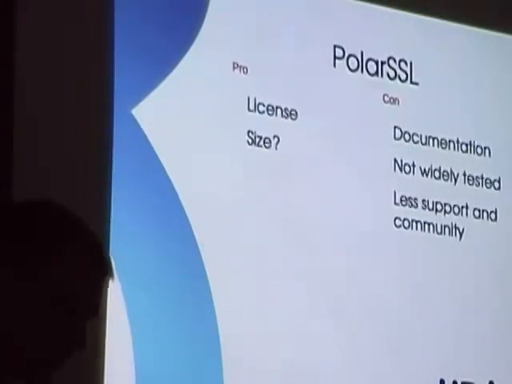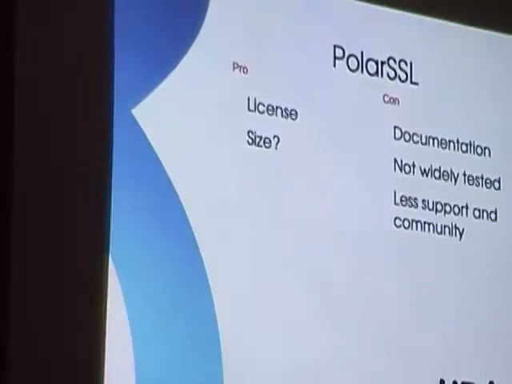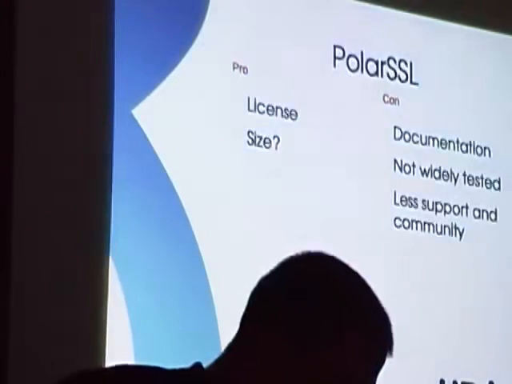And PolarSSL is not very much used. I think it's getting more popular. So I see more and more projects like OpenLDAP and others who embrace this very much, but I don't think we've had that long a track record to actually tell how it will run.